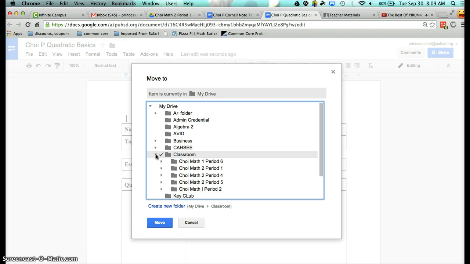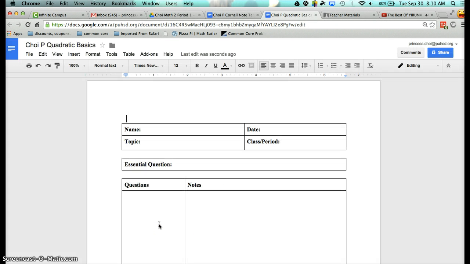And then make sure that the check mark is next to my folder, which is Choi Math 2, Period 1, like that. Okay? Everybody should know how to do this by now. This is already way past the 6 weeks mark. And then click on Move. So now you have the correct title of the document and everything is normal.